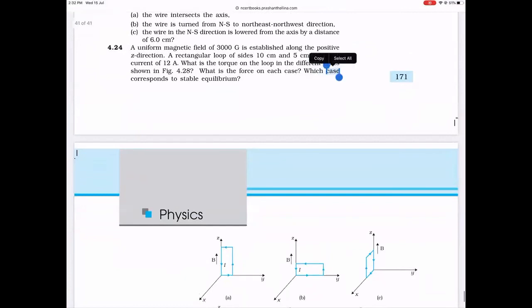So here they have given you everything. Magnetic field is given to you. Everything is given to you. So look at the wires and then see which direction the force will be.